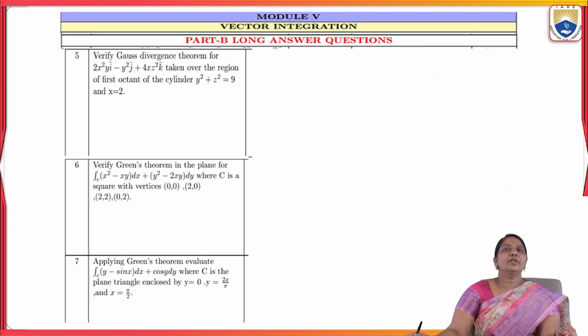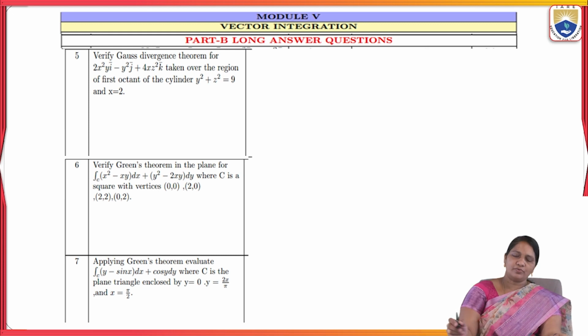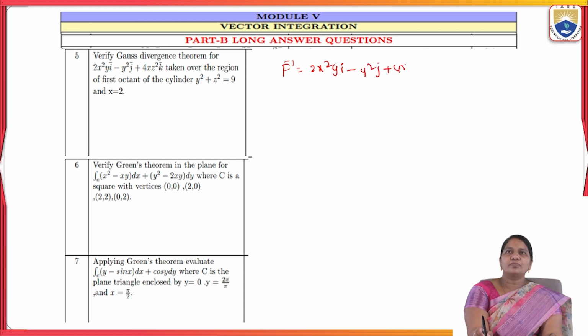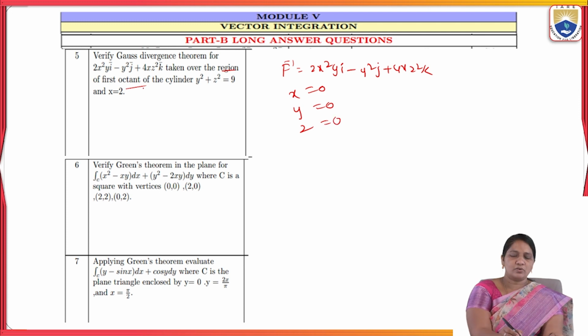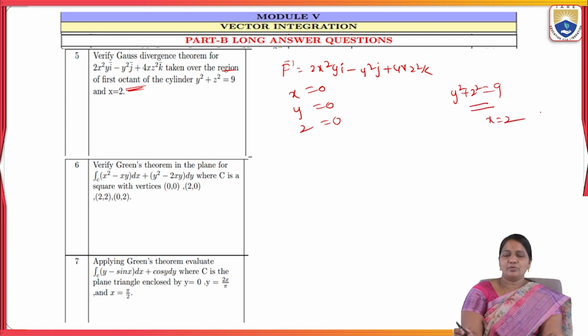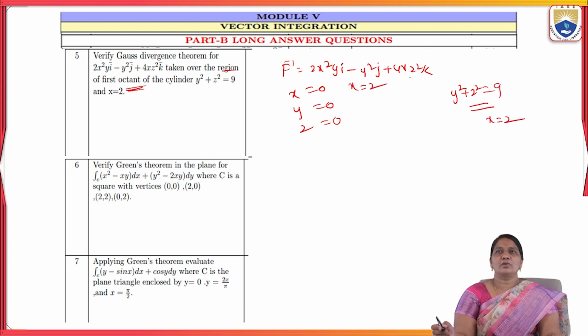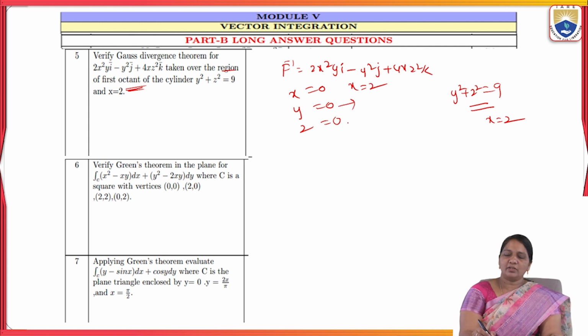You can see here, verify Gauss divergence theorem. Here also we have to verify for the given function 2x square y i minus y square j plus 4xz square k. Take the region in the first octant. First octant means all x, y, z values start from 0. They gave y square plus z square equal to 9 and x equal to 2. Based on this we can take x values from 0 to 2, and then we can take the y and z values from the given equation.